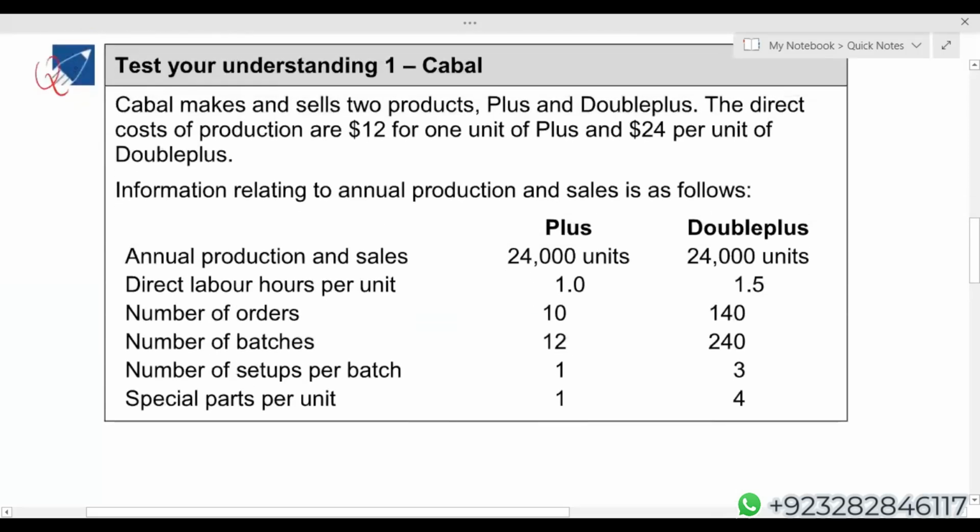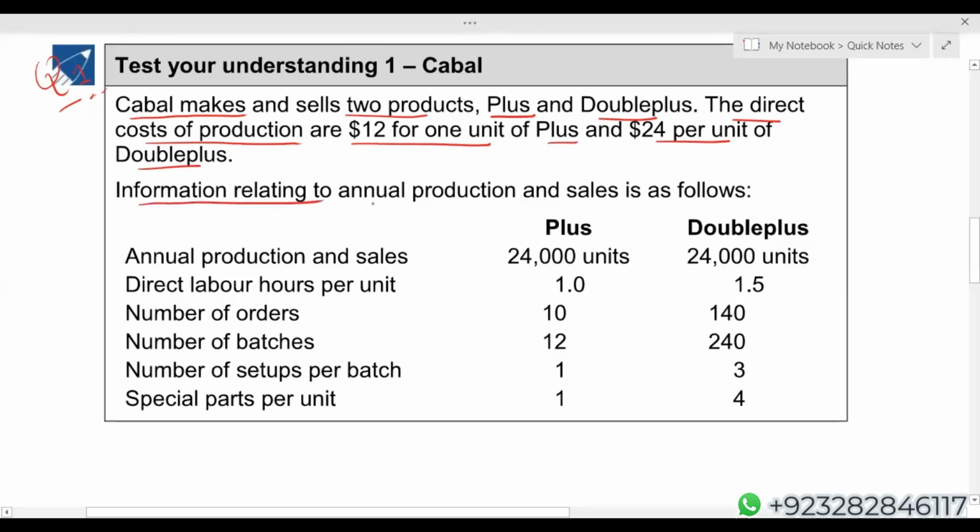So this is our first question. CABAL makes and sells two products, plus and double plus. The direct costs of production are $12 per unit of plus and $24 per unit of double plus. Since nobody is going to ask in the PM paper about your direct material and direct labor, the examiner has directly given you the direct cost per unit. You just need to calculate production overheads per unit.